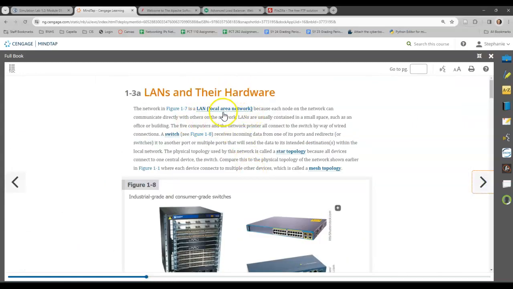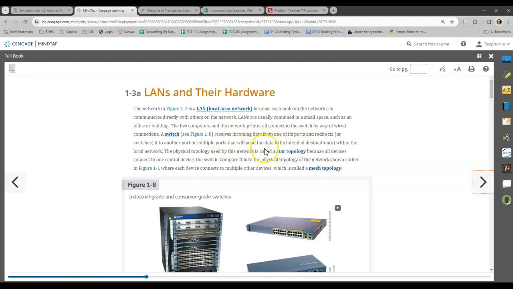So LANs and their hardware. When we talk about LANs, we mean local area network, and everything that is connected can then communicate over that network. LANs are considered a small area or a small space, so it might be an office or building. And so in our example, we had the 5 computers with the network printer all connected to the switch.